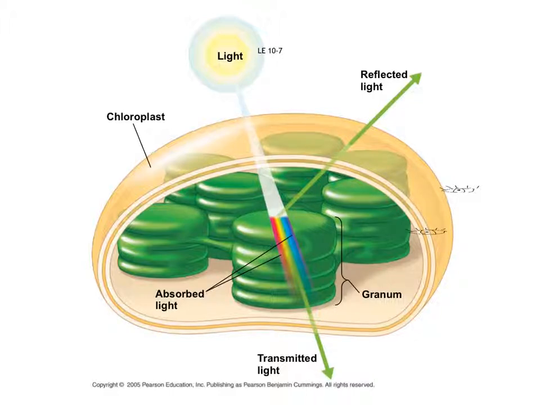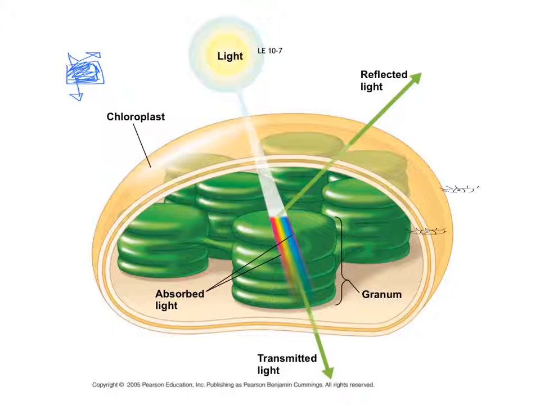So if we had an object that looked blue, that would mean the wavelengths coming in, all of them would get absorbed except for the blue wavelength coming off. That would either go through, transmitted, or reflected. So the one that you see is the one that's not absorbed.